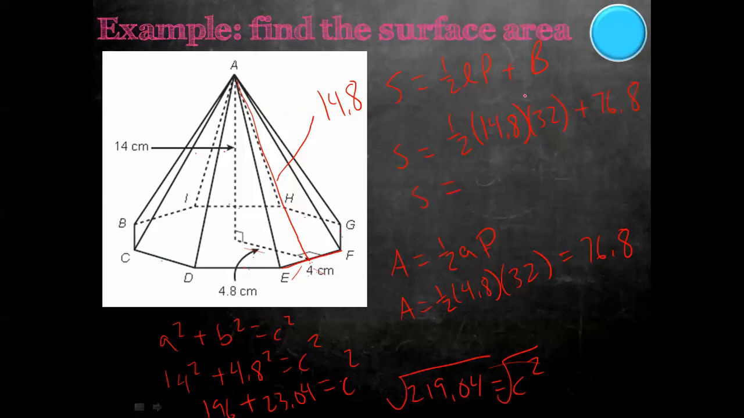So now we just have to finish this out. We're going to take 32 times 14.8, divide that by 2, and we get 236.8. And then we're going to add that to 76.8. And our surface area is going to be 313.6 centimeters squared. And that is the end of finding surface area of a pyramid.